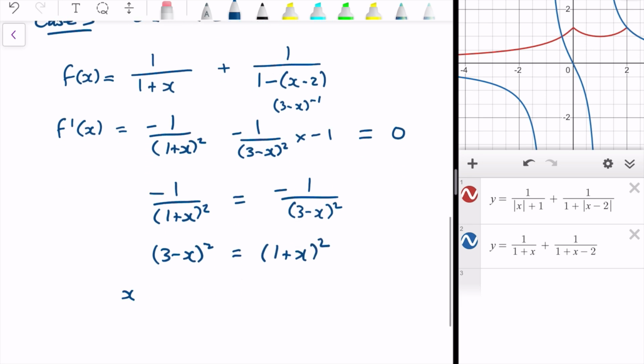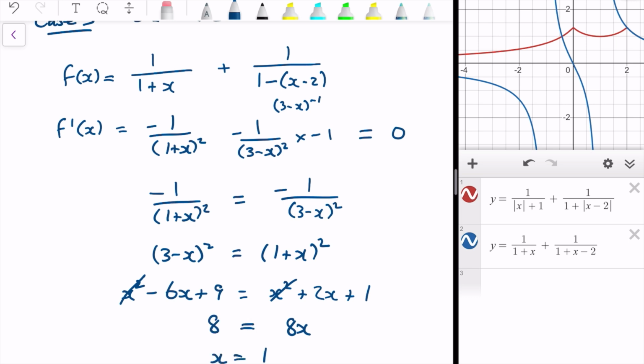And all of this is just going to get us an answer that's the minimum, which is a bit of a pain. But then we need to reflect on the answer and go, well, does it even have a maximum? Cancel the x squareds. 8x equals 8, x equals 1.